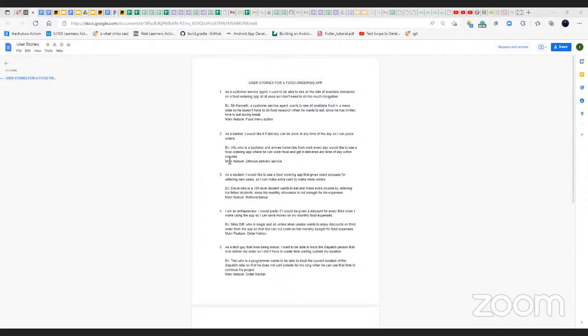As a banker, what's the goal? The goal is what he needs. This person just needs what? Quick delivery. As a student, I would like to use a food app that gives users bonuses for referral. This one wants referral. Okay, so that's what the user story is. Hopefully, if I see some funny stuff, I'll just drop it on the channels, and then we'll grade some questions. I'll drop random stuff and ask you guys to rate this user story. I think I'm having some engaging ideas.